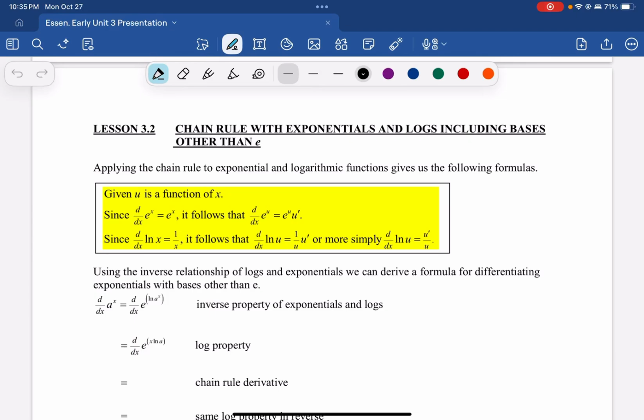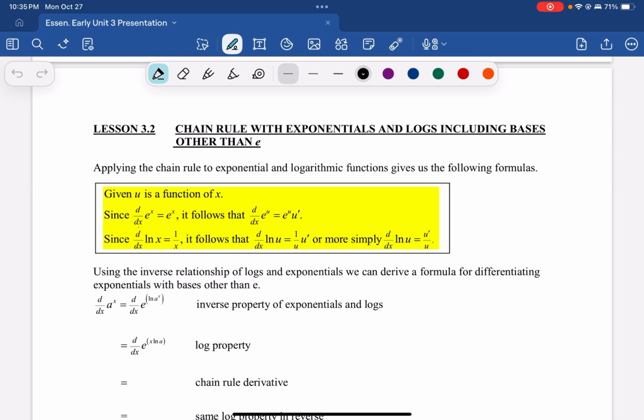Okay, lesson 3.2, chain rule with exponentials and logs, including bases other than e. So we're going to apply the chain rule to exponential and log functions using some formulas. Given that u is a function of x, so some kind of x squared plus something, or just some other function in there, okay?